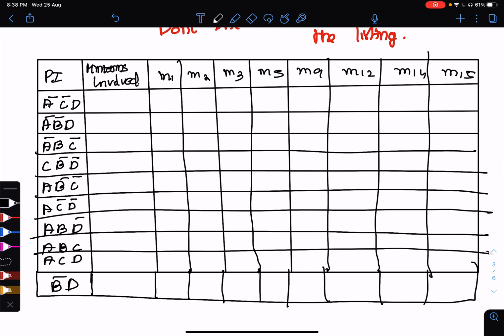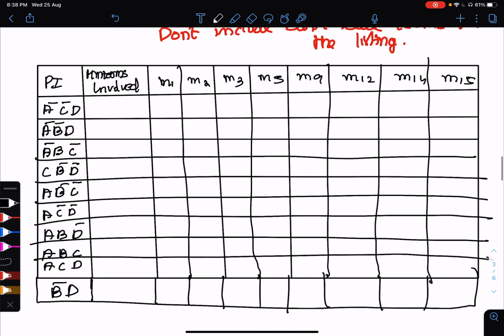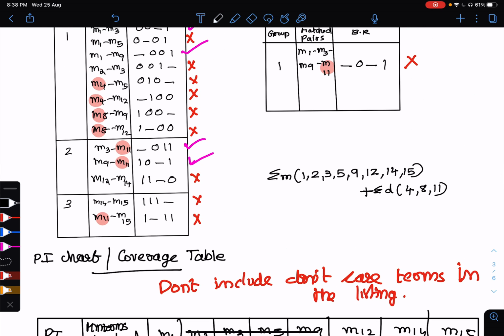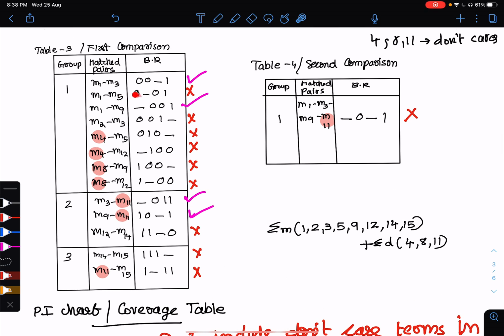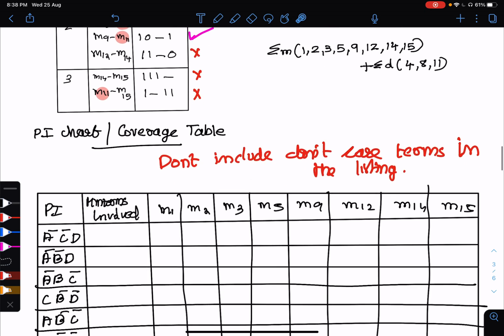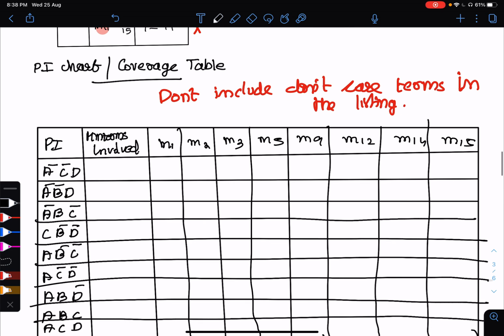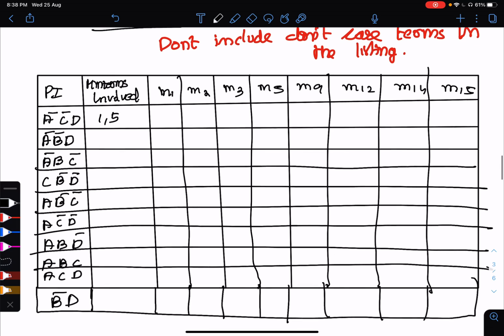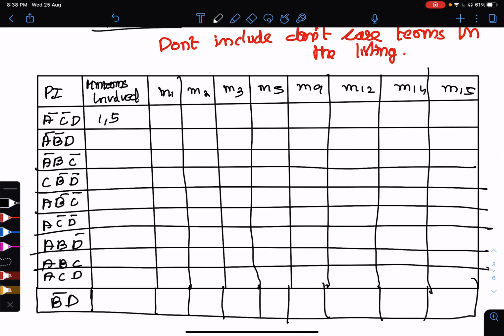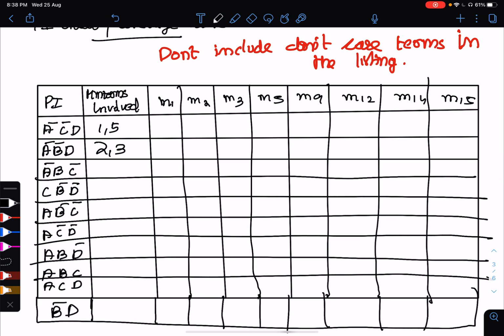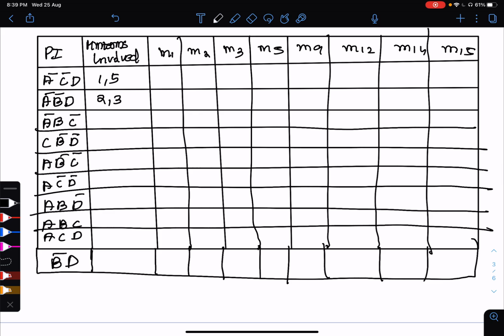And the first, A dash C dash D, which has all these minterms included. You can check that. The first one, you can see that M1 and M5 are included, so please write that also. 1 and 5 are included. Similarly, write down A dash C, B dash C, 2 and 3 included. And A dash B C dash, 4 and 5 included.